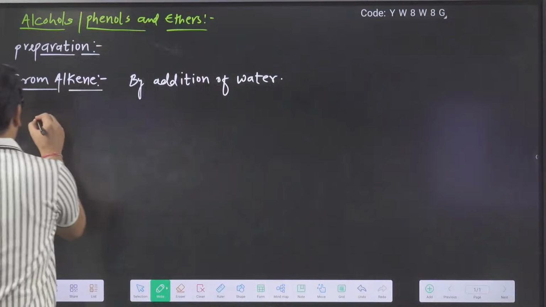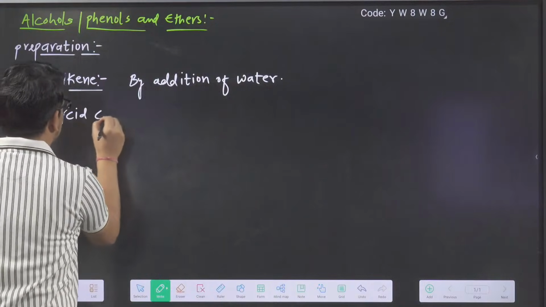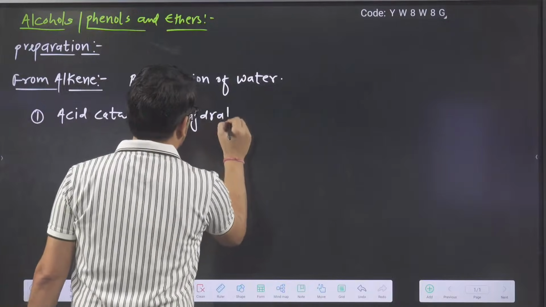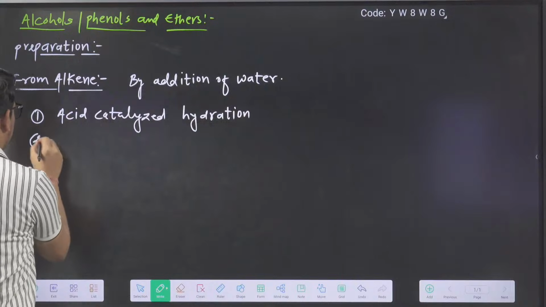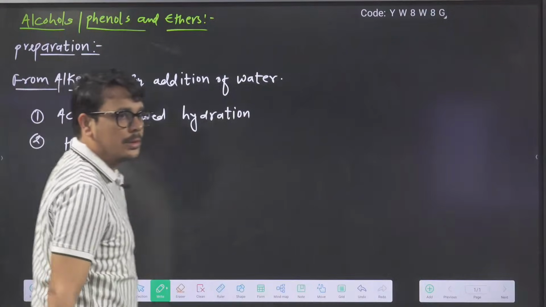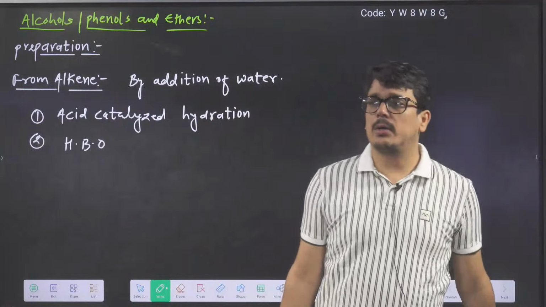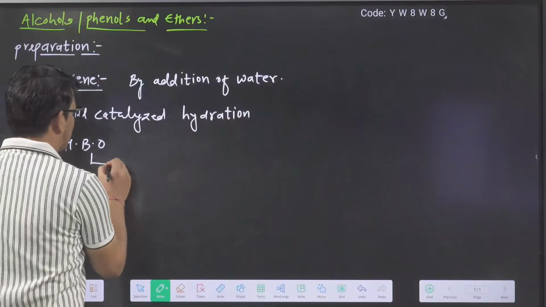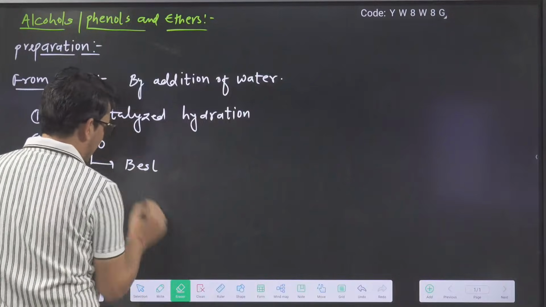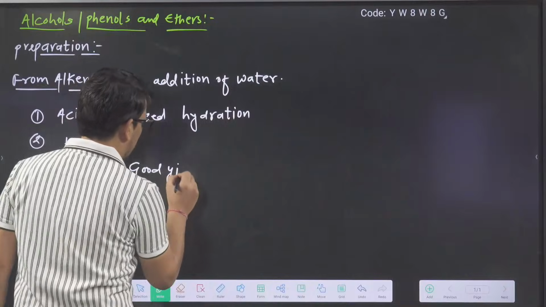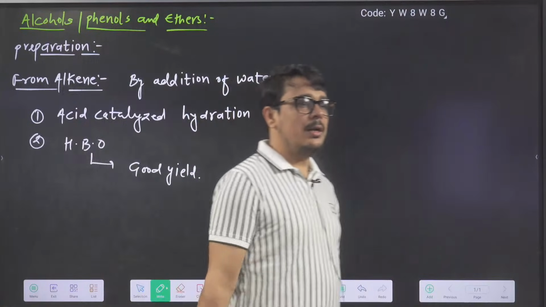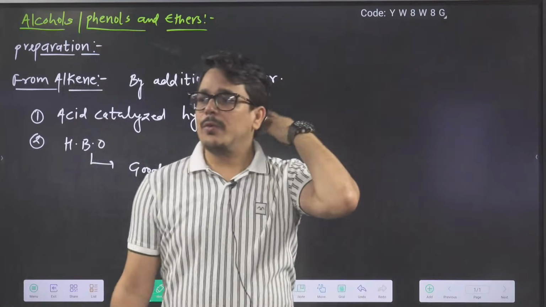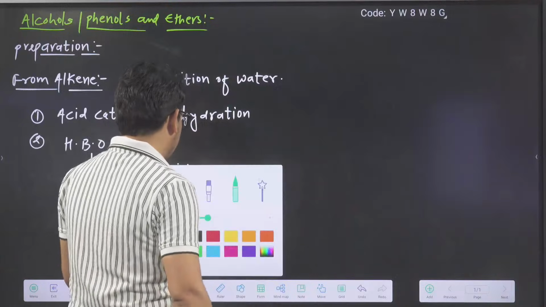First one is acid catalyzed hydration, and the second one is hydroboration oxidation. So two ways are there for the preparation of alcohol from alkene. This will give us a good yield, the best yield. Among these, which one will give you good yield? Hydroboration oxidation. Now first we will start with acid catalyzed hydration.